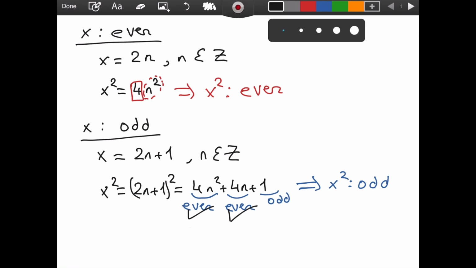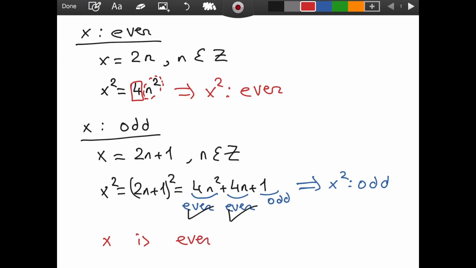Welcome back everyone. I know I ended the video, but I realized a mistake that I just made. A minute ago, and you can rewatch it, I said that we proved if x squared is even, then x is also even. Well, no, we did not prove that. We only proved that if x is even, then x squared is even. This is what we proved.